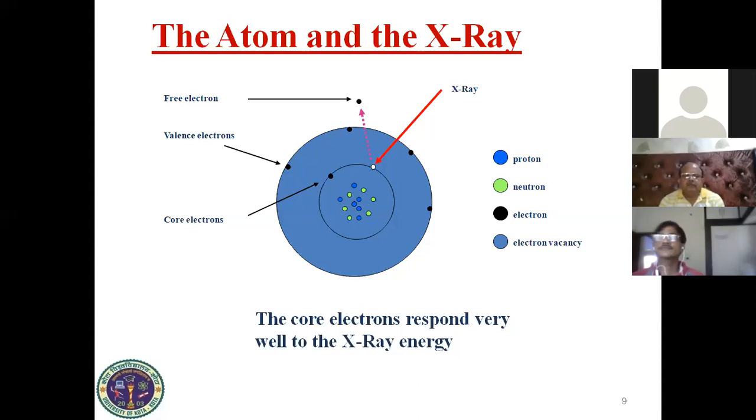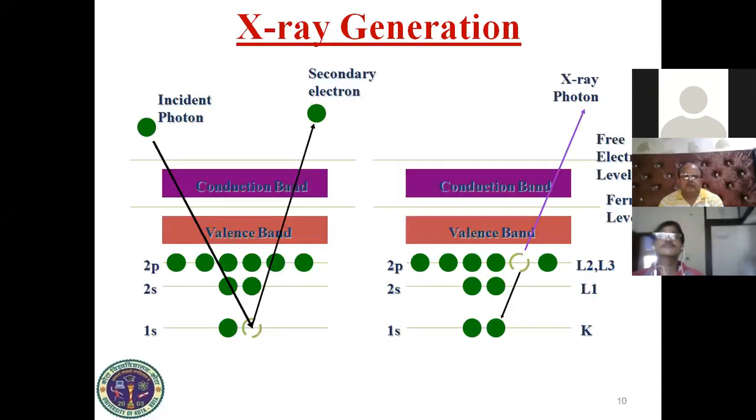However, X-ray interacts with core electrons only, because we are interested in core levels in the XPS spectra, because they contain information about the binding energy, and the atomic information is there with the electrons. The core electron responds very well to X-ray energy. Now, how is X-ray generated?